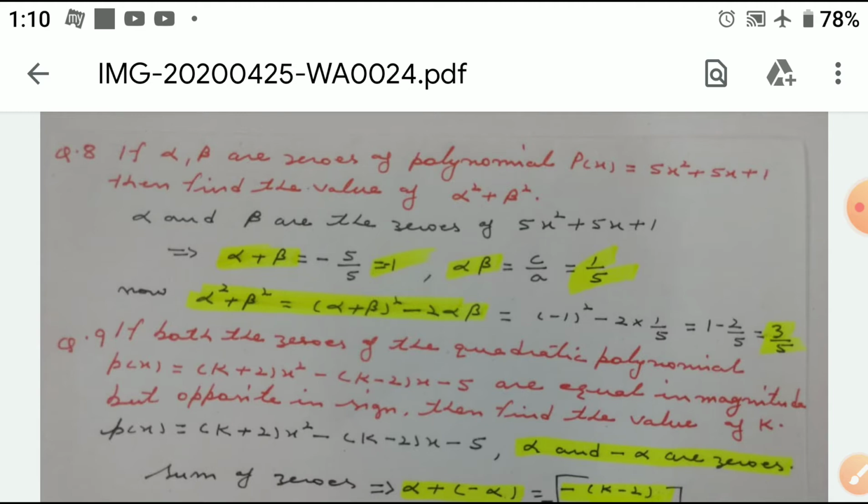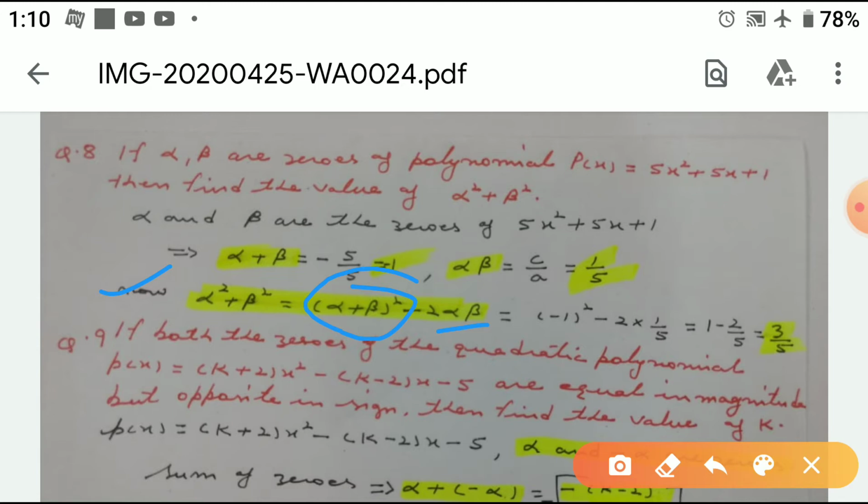Now to get the value of alpha square plus beta square, that is alpha plus beta whole square minus 2 alpha beta. This is the formula which we are going to use. As you know, a plus b whole square is equal to a square plus b square plus 2ab. So a square plus b square, we will shift the 2ab to the left hand side. So ultimately alpha square plus beta square is equal to alpha plus beta whole square minus 2 alpha beta.